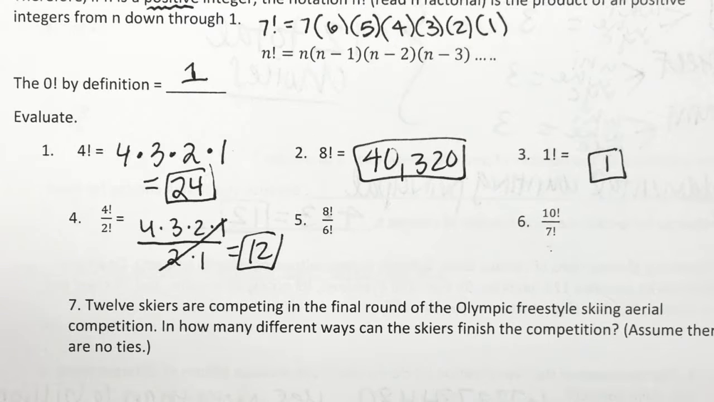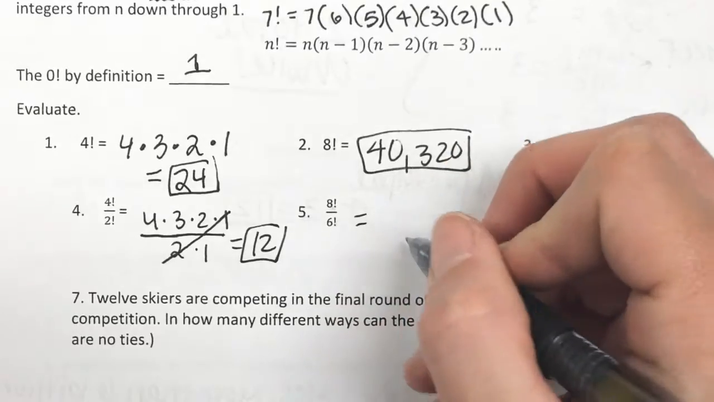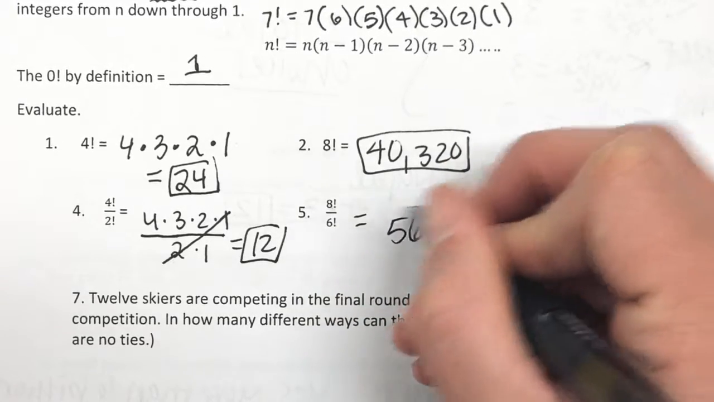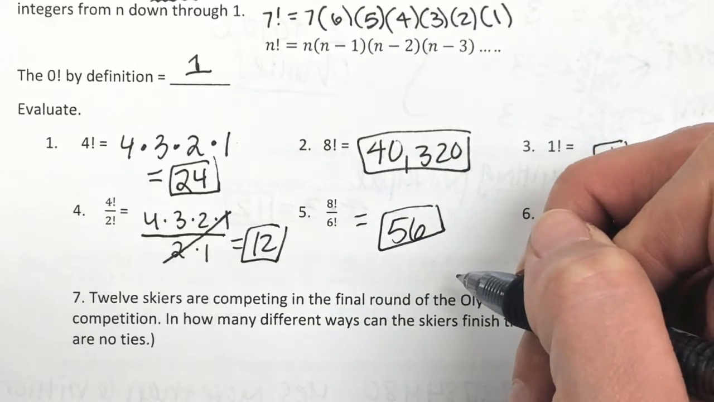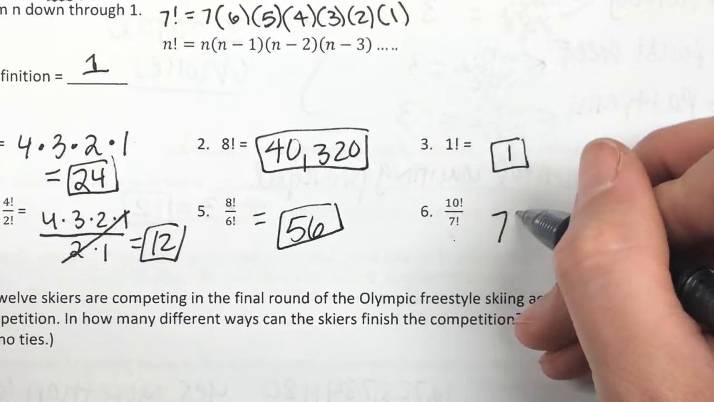Alright. Anybody want to do 5? I don't have any more candy, but go ahead, Austin. I got 56. Very good. Any questions about that one? No. Alright, Darius, what'd you get for number 6? 7. Good. Any questions about that one?